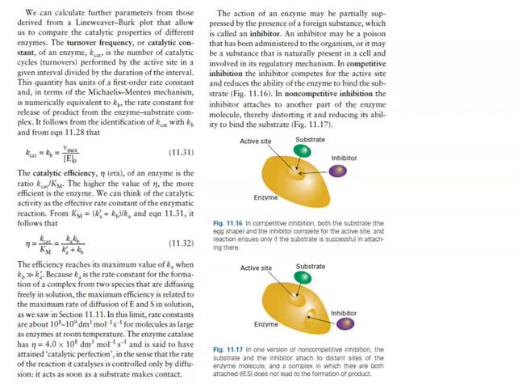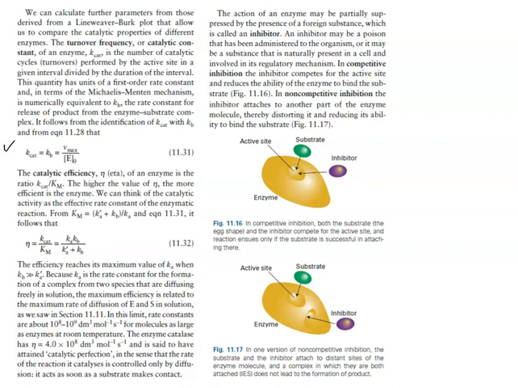It follows from the identification of kcat with Kb from equation 11.28 that kcat equals Kb equals Vmax over the total concentration of enzyme. The catalytic efficiency, eta, of an enzyme is the ratio of kcat to K sub M, or the turnover frequency divided by the Michaelis-Menten constant. That's defining the catalytic efficiency. The higher the value of eta, the more efficient the enzyme.